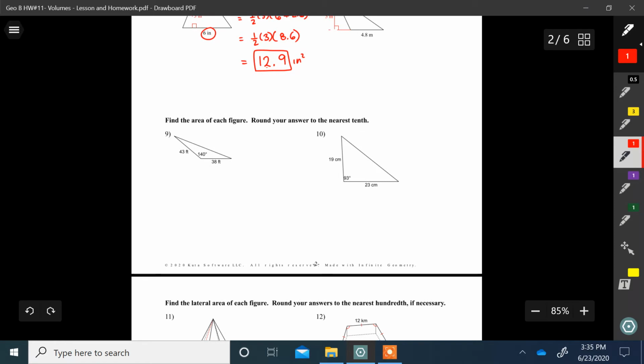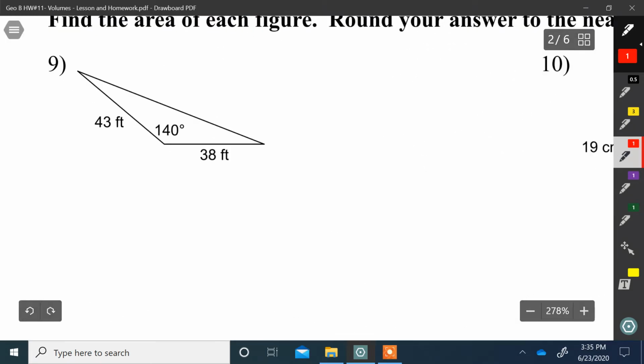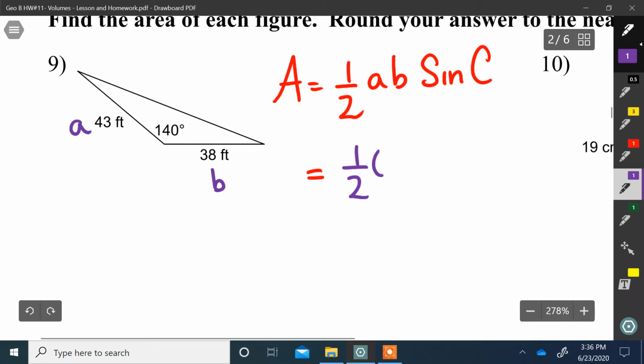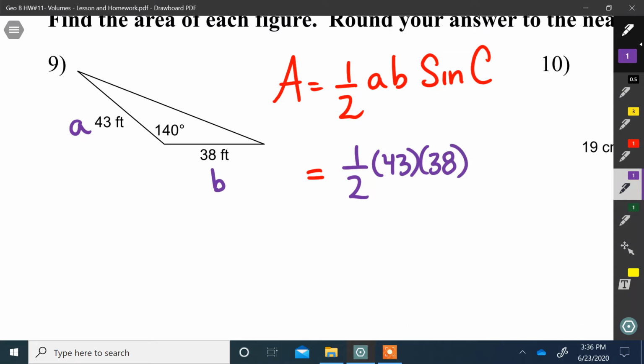Let's move on. We also have a formula for this, and it's the following: half A times B times sine of C. Hopefully you already remember that formula. Very simple to use. The A will be this, the B will be this. It doesn't really matter. This could be B and this could be A as well. The order doesn't matter because all you're doing is multiplying them. You know, 43 times 38 is the same thing as 38 times 43.